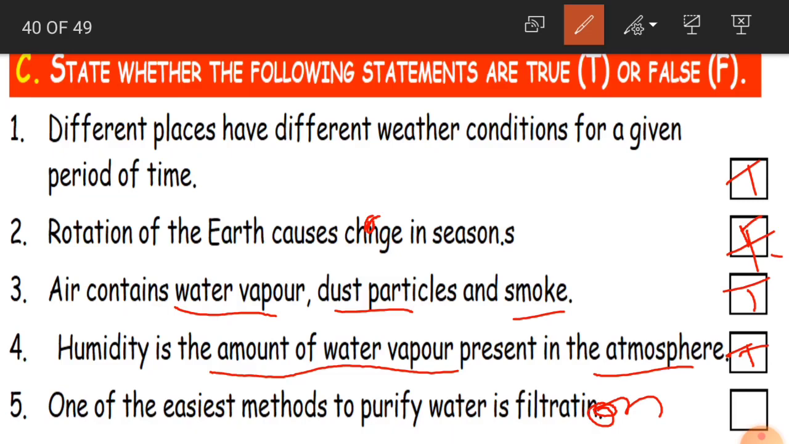Is it true, children? What did we learn in the beginning about purifying the water? Which is the easiest method to purify water? It is boiling. No, it is not filtration. So, this is a false statement. Clear, children? So, this is false. I am just marking F here.